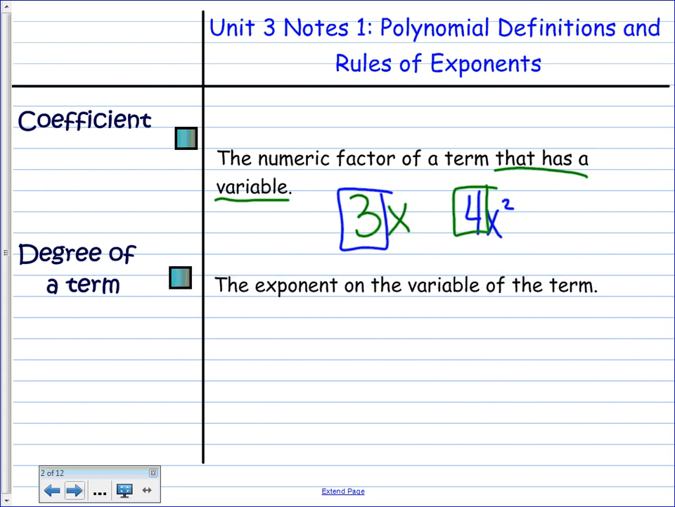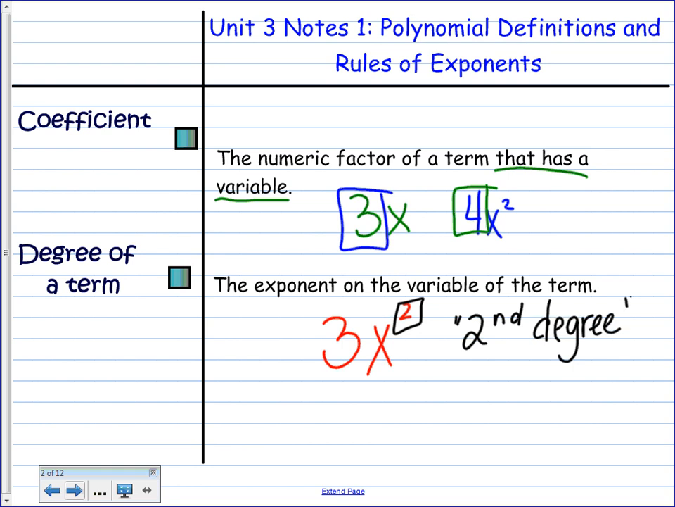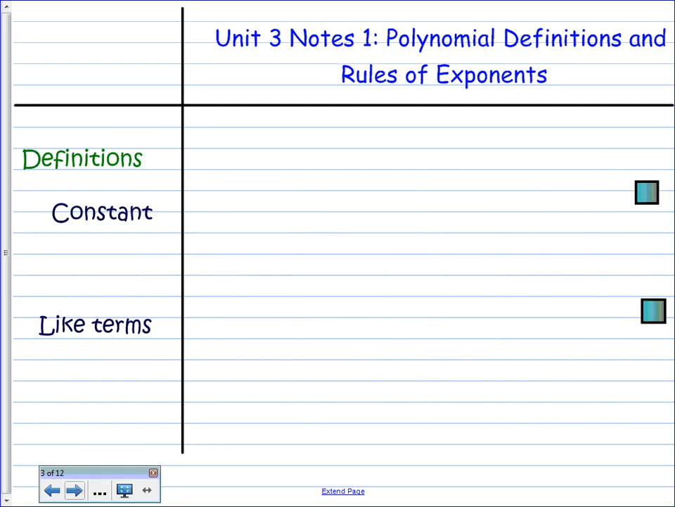Let's take a look at the degree of the term. Again, make sure you're writing your own examples as well. The degree of the term is the exponent on the variable of the term. Hopefully you remember what an exponent is. So let's say we had the term 3x squared. That little number, that 2, that's the exponent. When we take something and we raise it to a power, we call that power an exponent. So because this one has a 2, we would say that this term is second degree. So again, go ahead and pause the video, write down your own example, make sure you have the entire definition written down.